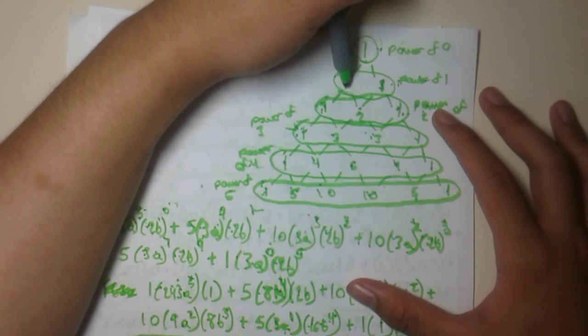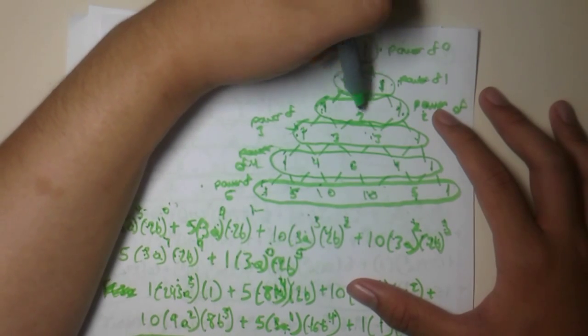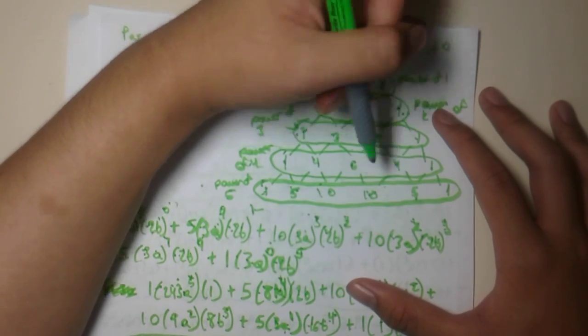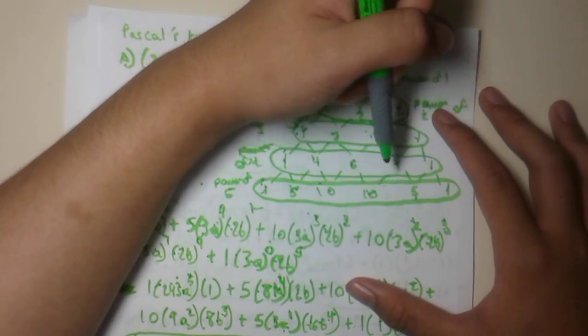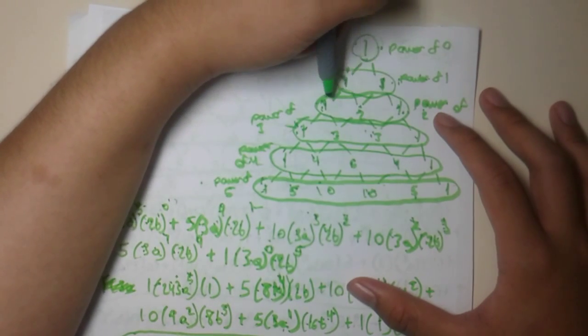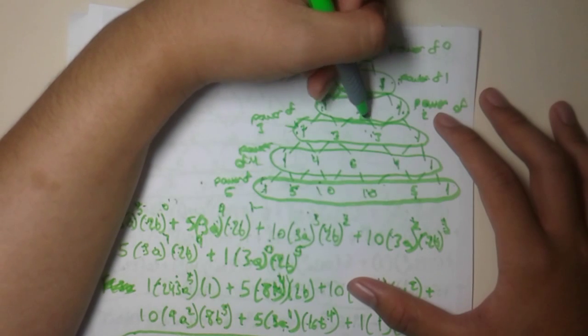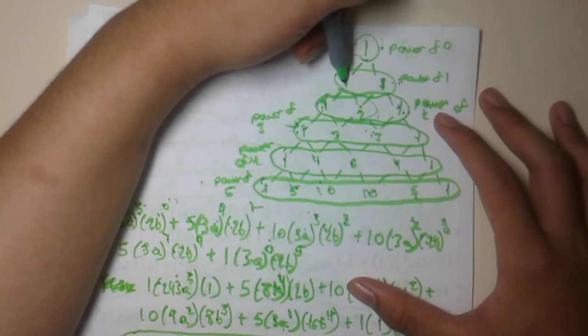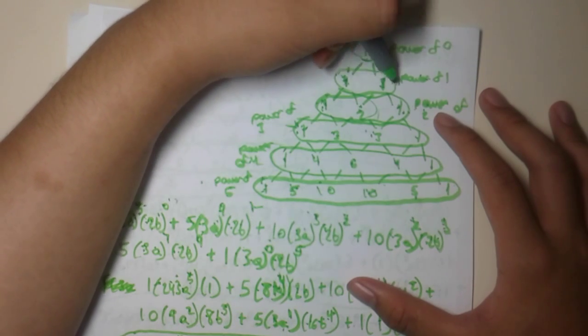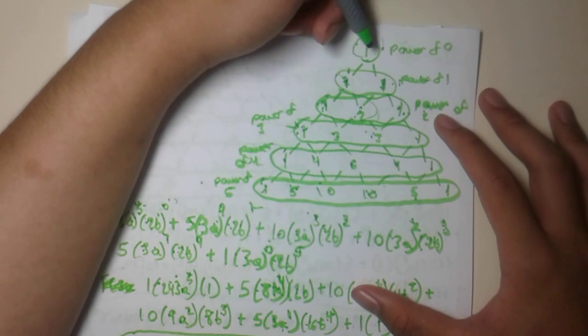This row has 2 numbers in it, and this row has 3 numbers, the next row will have 4 numbers, the next row will have 5 numbers, the next row will have 6 numbers, and so on. In order to get, for example, this middle number here, you add the numbers directly above it, these 2 numbers. So 1 plus 1 equals 2.